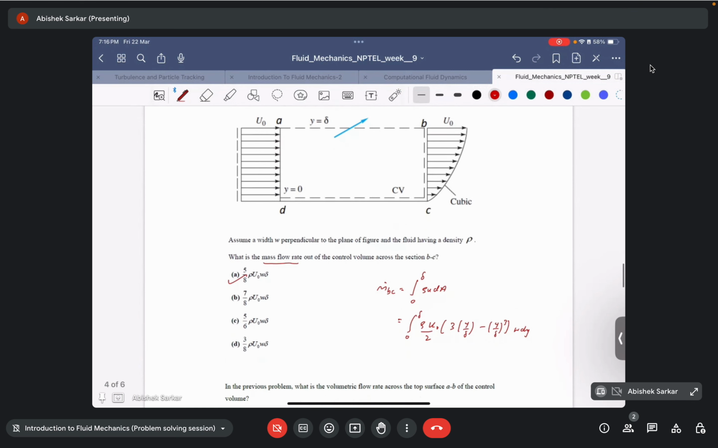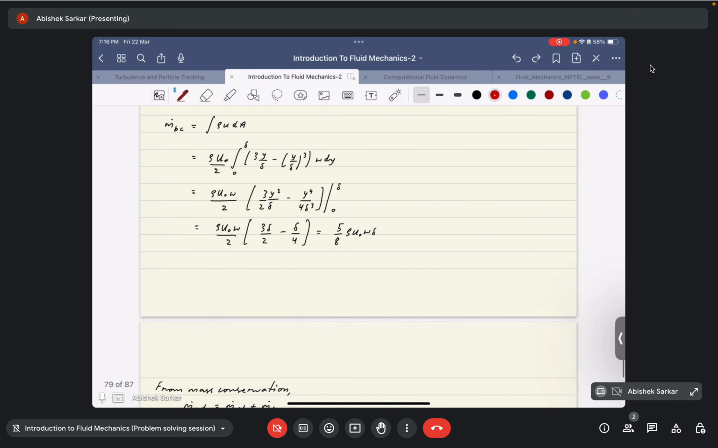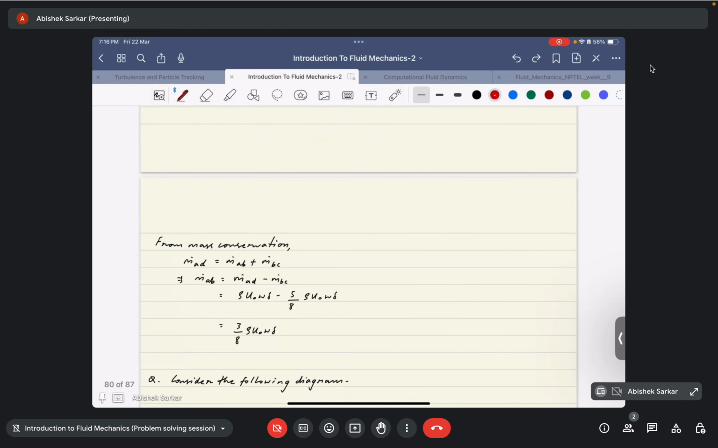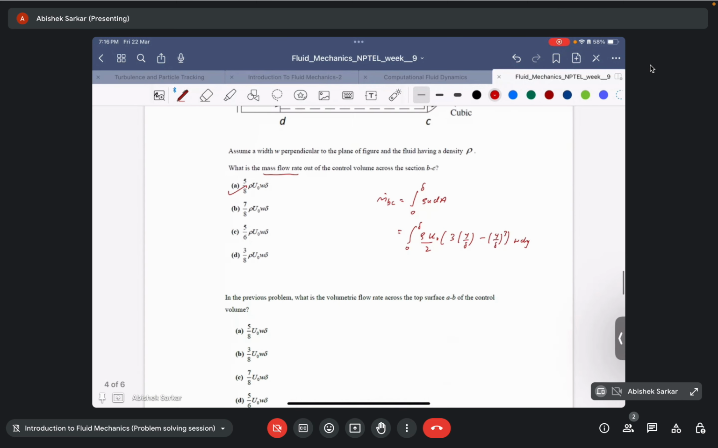Once you do that, since you know both the expressions, because we already know m dot BC and m dot AD would basically be rho into U naught W delta, you can find m dot AB is equal to 3 by 8 rho u naught w delta. You can go check the calculation once. So the correct answer in this case would be option number B.